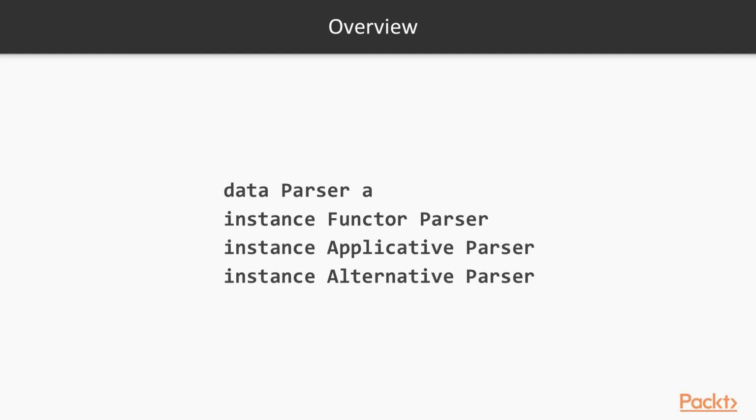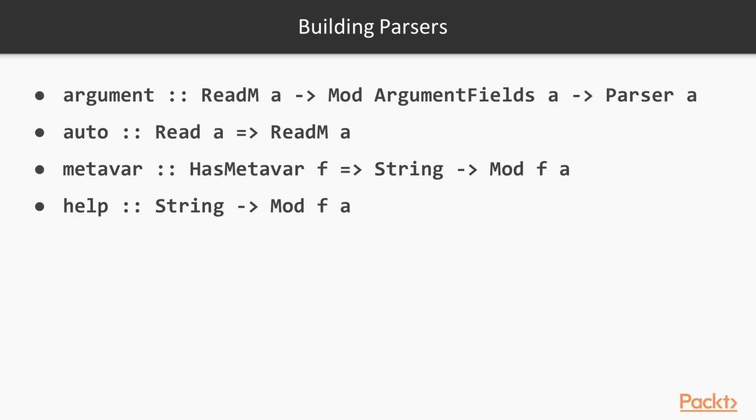At its core is the Parser of A polymorphic type, and this represents a specification for a set of options that will yield a value of type A when the parser is applied to the command line arguments. And its functor, applicative and alternative instances allow us to compose parsers in various different ways, as we'll see later. To build parsers we'll use various functions, such as argument. This builds a parser for positional arguments, and it takes a reader, some options, and evaluates to a parser. Auto. This can parse arguments using the Read type class instances for a given type. It's a commonly used reader and it can be consumed by argument.